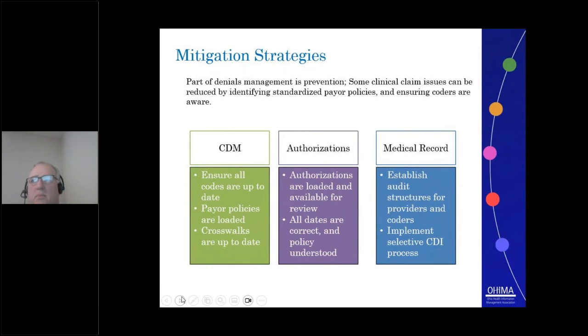The last and most important step is to make sure that you have an established audit structure in place, especially as changes occur around new codes and updated definitions. Also, look at implementing a focused clinical documentation improvement process to address common coding denials.